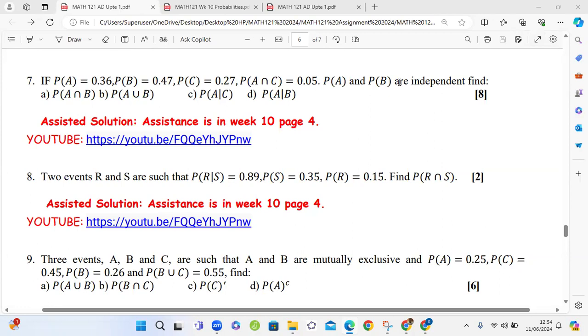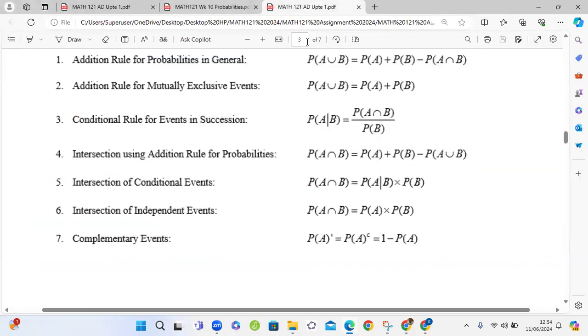Part C says to find the probability of A given C. So that is that vertical line, you can call it given. This is intersection, you can say and. Union, you can say or. Given, you can say after. A after C. Which formula deals with that symbol? Let's go to the list. Here it is. Formula number 3. A after B, or A given B. This is the formula we've got to use.